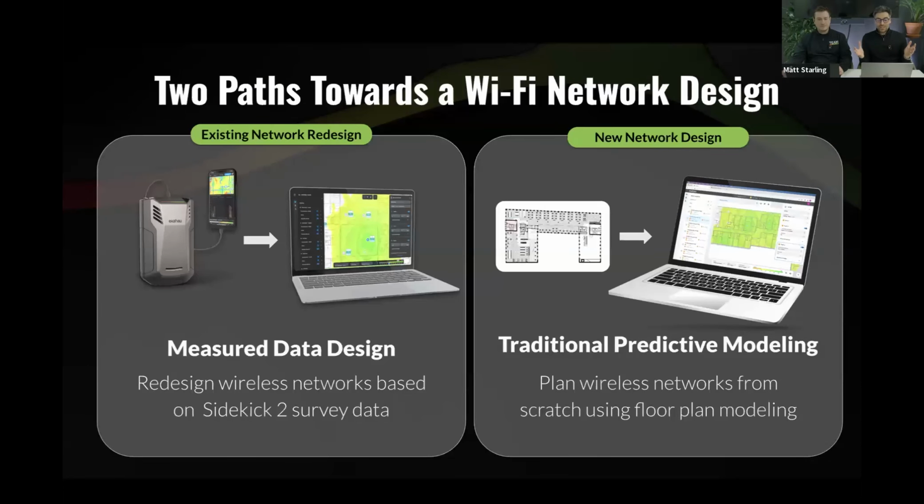Now, with Ekahau, we can actually give you two different paths to designing your Wi-Fi network. And on the left-hand side, you've got the existing network redesign. What we can actually do here is, if you've got a network, you can just go with your Sidekick 2 to the site, perform a survey of the environment, and then sync that data to our cloud, to Ekahau AI Pro Online. And then without having to draw any walls or any obstacles, you can actually visually see changes to your network, like moving access points, changing access point models.